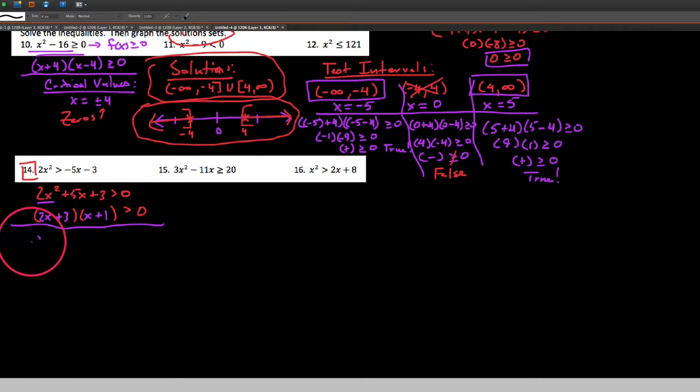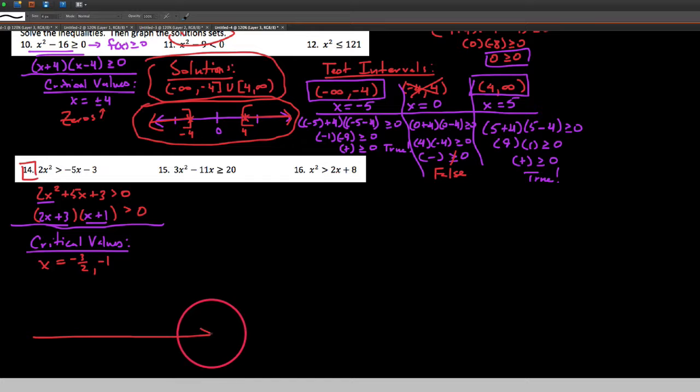So first of all, we're going to list our critical values. These are the zeros of our function. The zeros that correspond to these two factors: setting 2x plus 3 equal to 0 and solving it, I get negative 3 halves, or in other words, negative 1.5. And setting x plus 1 equals 0, I get negative 1. So now that we have our critical values, we're going to set up our number line and place these values on it.